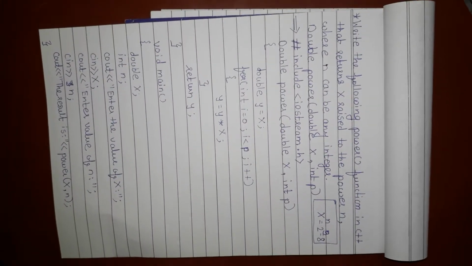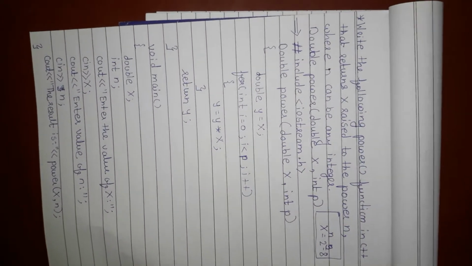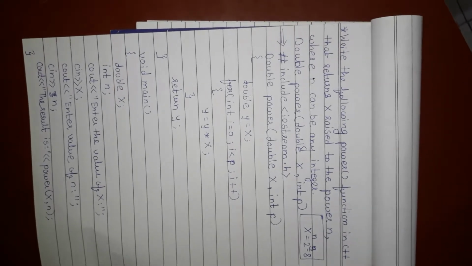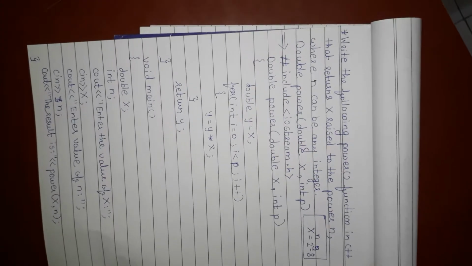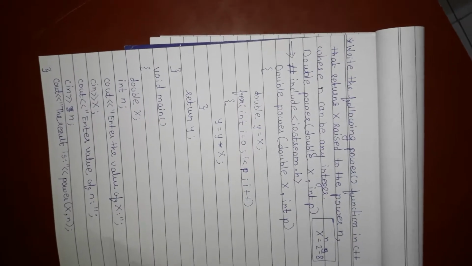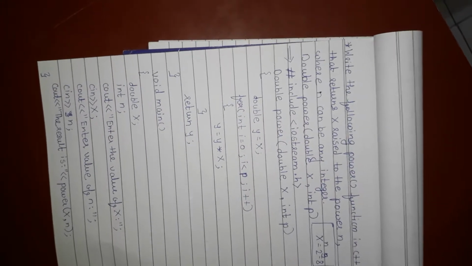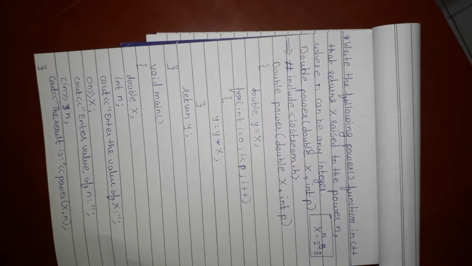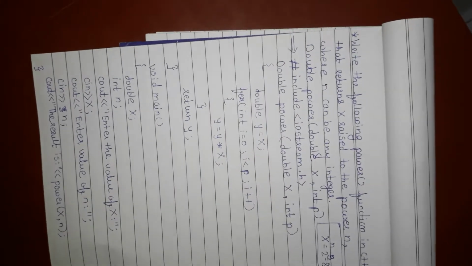The next question is, write the following power function in C++ that returns x raised to the power n, where n can be any integer. And the name of the function is given. In the previous example, that is area of a circle, we took our own name for the function. But now in this question, the name of the function along with its return type is specified.